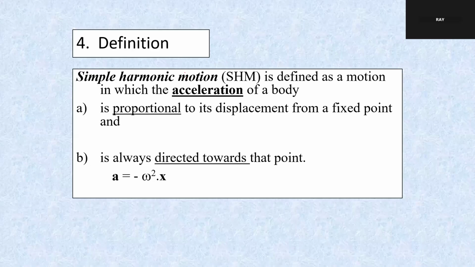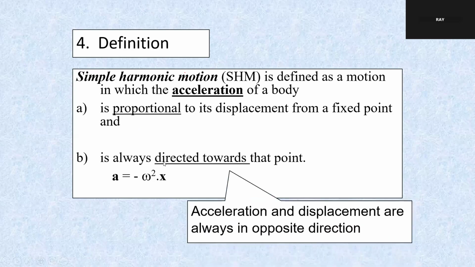Okay, the last topic. We are now in topic 17, oscillations. We define what is simple harmonic motion. Acceleration is proportional to displacement from a fixed point and is always directed towards the fixed point. Summarized by this equation. This one you have no choice. Memorize.